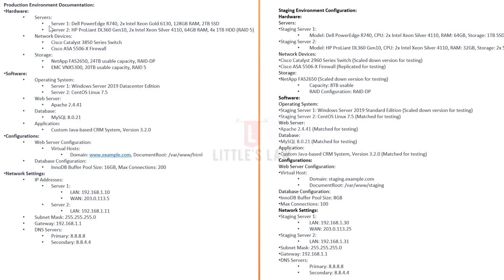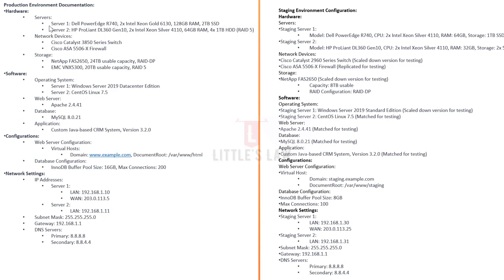So when I'm replicating, or scaling down into the staging, here you can see I have scaled down from 128 GB of RAM to 64 GB, and scaled down 2 TB of data to 1 TB. And the same way for the second server, where we have 64 GB and I have scaled it down to 32 GB, and the storage, previously 1 TB hard disk, is now a 500 GB hard disk.